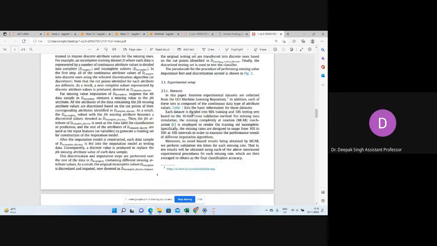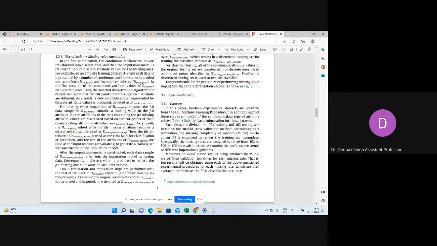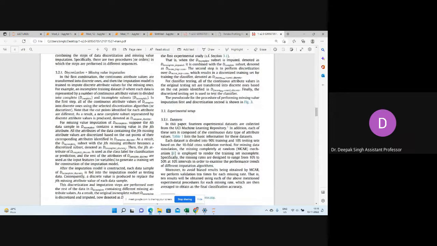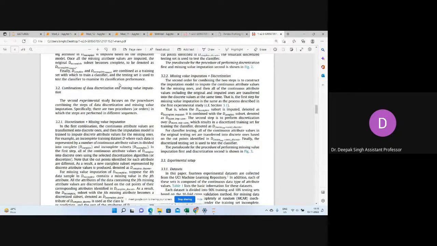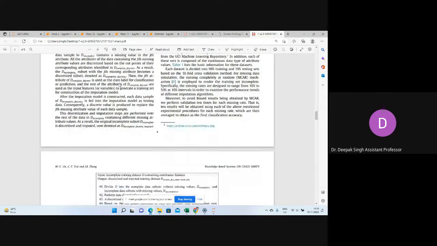Then the other experimentation that they have done is discretization plus missing value imputation. Okay, so now they have divided into bins, and then those bins are represented by their indices. Missing values will also be represented by their indices, and you have a new data set to which you can again evaluate the performance.